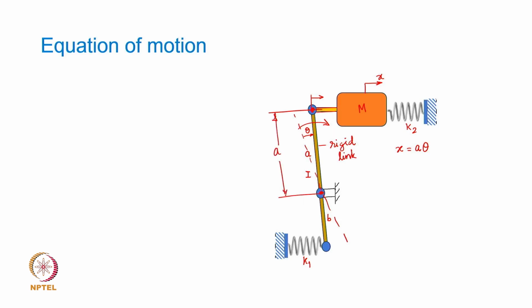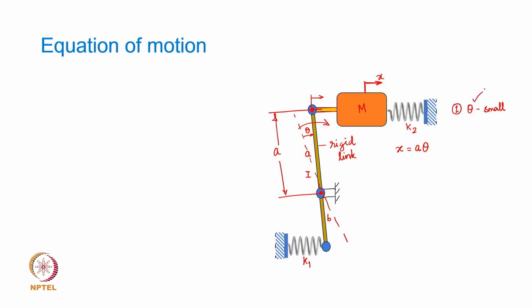Okay. So, x is not independent, it is dependent, directly related to theta, because the link assumed is rigid. So, there is no deflection taking place. So, even if the mass is going to move with certain translatory motion x, for small amplitude assumption theta is small enough, we can approximate x to be equal to A into theta, and therefore, you can see that the number of degrees of freedom is only one, and that is theta, the angle of oscillation of the rigid link.